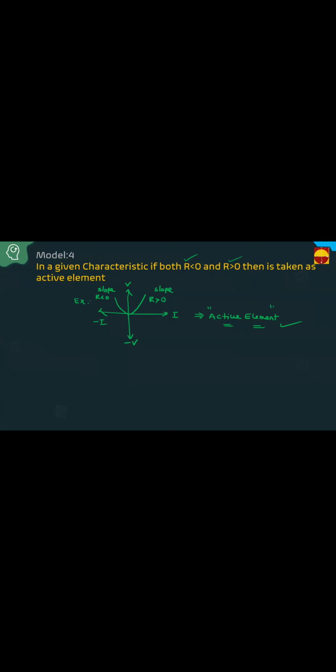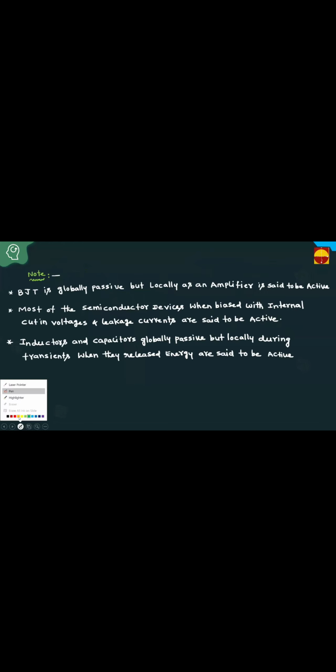These are the 4 models. Simply, how to identify active and passive elements? Slope is positive, passive element. Slope is negative, active element. Along with the characteristics, if polarity and current direction are given, and they indicate power absorption, then you apply the rule of slope. If current direction and polarity indicate power delivery, then don't use the rule of slope; directly identify the element by power absorbed or power delivered. Both R greater than 0 and R less than 0 exist, then you take it as an active element.